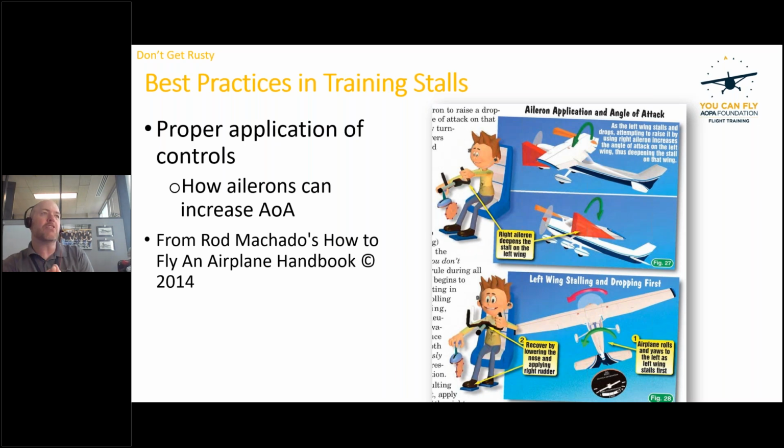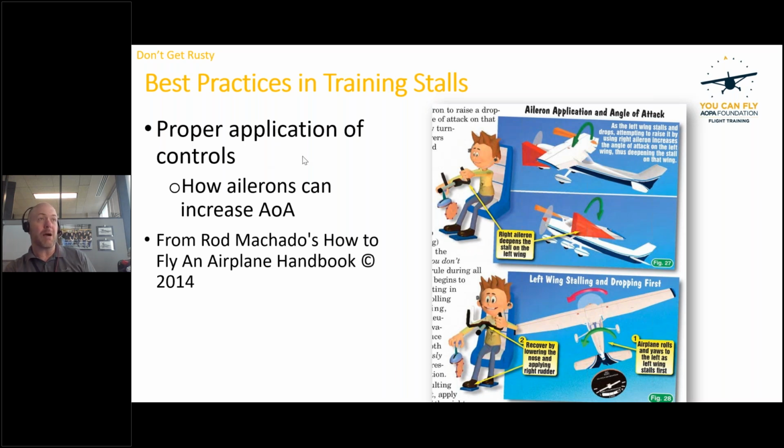Okay, so best practices in training stalls, a little bit more. The proper application of the controls. One of the key parts here, and by the way, this picture is from Rod Machado's How to Fly an Airplane Handbook. I love his photos. You know I love his stuff. I put a link on the handout to his book as well in case you want to check it out. I have an older version, 2014. I know he's got more updated stuff now, but I love the pictures that he does here, and I just couldn't find them anywhere else in our AOPA materials.